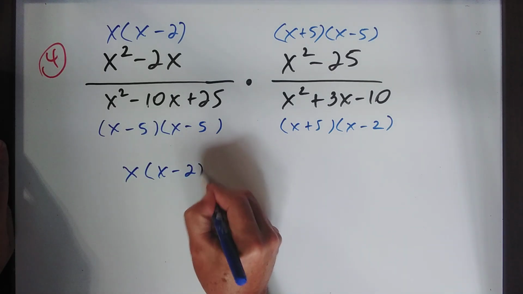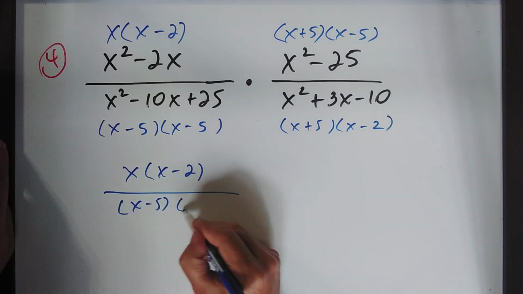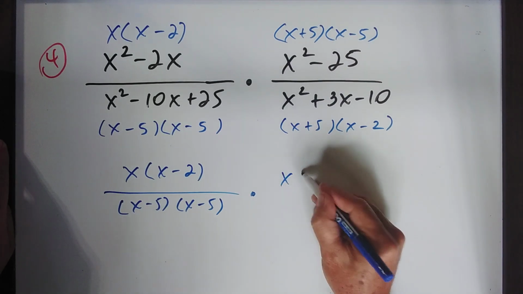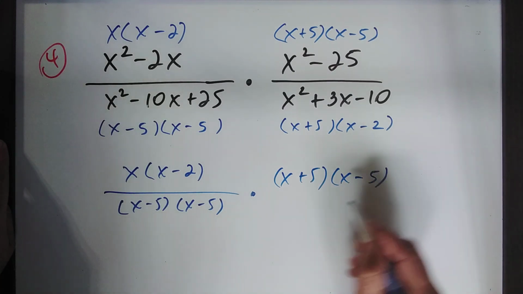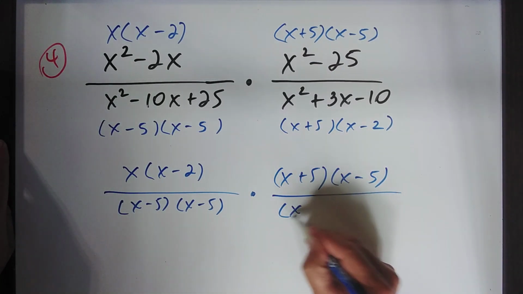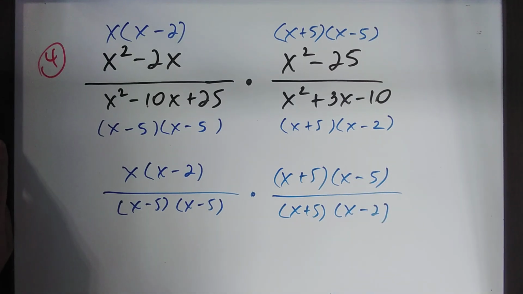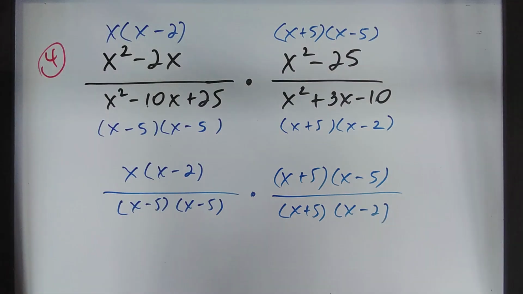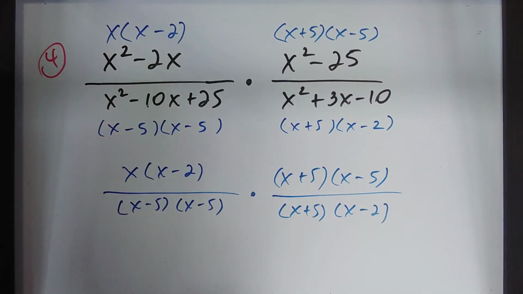X minus 2, x minus 5, x minus 5, times x plus 5, x minus 5, over x plus 5, x minus 2. Okay, so let's start canceling. Again, it could be anything on top with anything on the bottom.